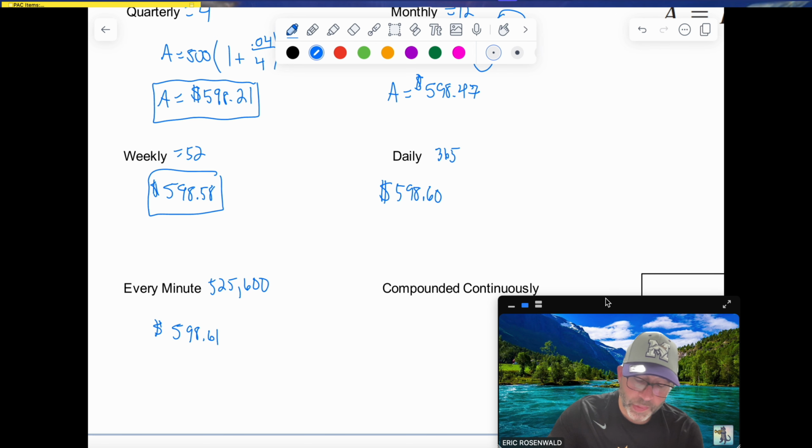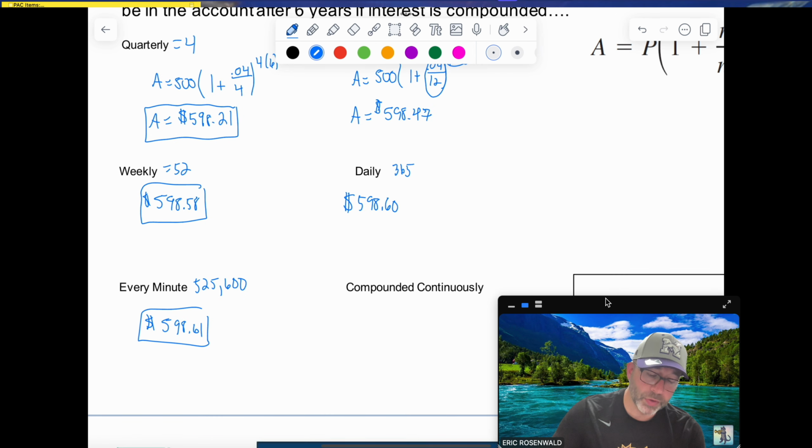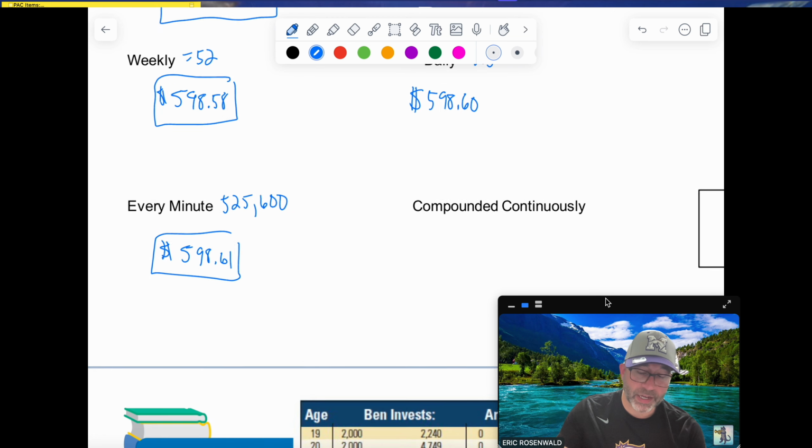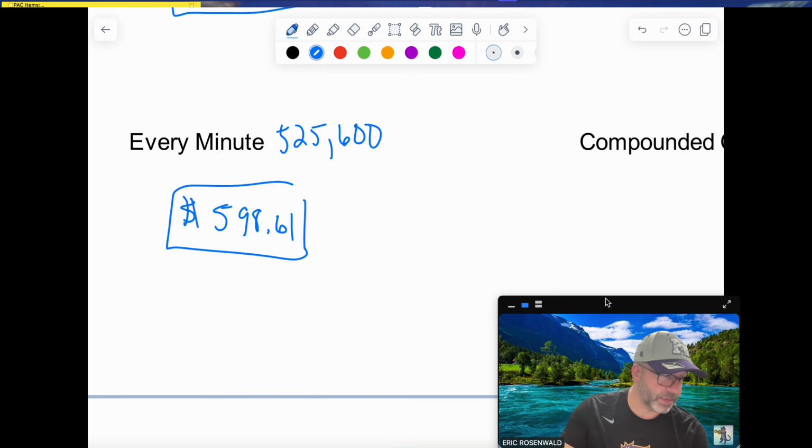598.61. And there's a famous mathematician, Bernoulli, who discovered that if you were compounding interest regularly over time, what's going to happen is you stop earning as much as you would think you would over the duration of 1 year. What he found was that if you were to take $1 and invest it at 100% interest, at the end of 1 year, you would have $2.